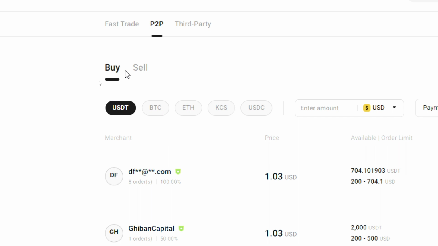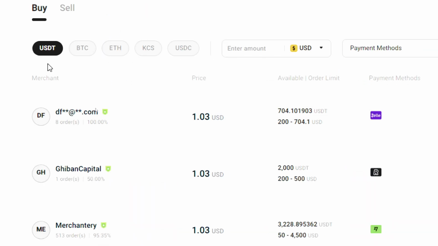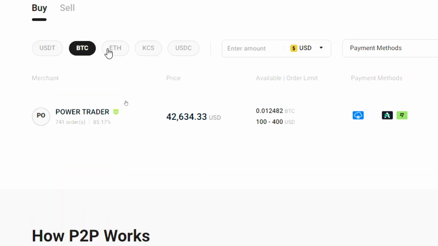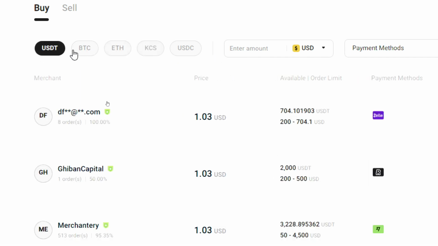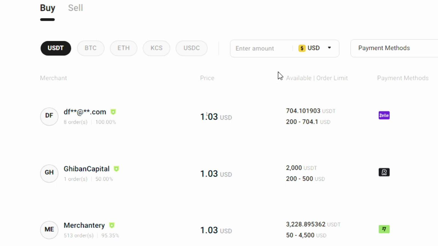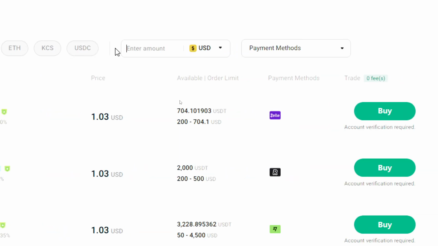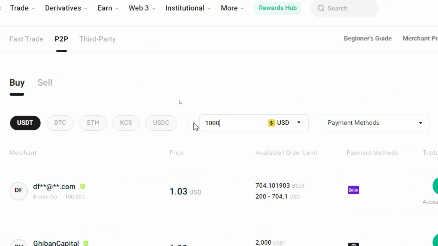Make sure that you are on buy, not sell. And here you have to filter some things. So make sure that you are on USDT. Bitcoin, there is like none that are selling Bitcoin or Ethereum or KCS. The majority are basically selling USDT. So here put the amount of USD or whatever currency you own. So let's try, for example, 1,000.